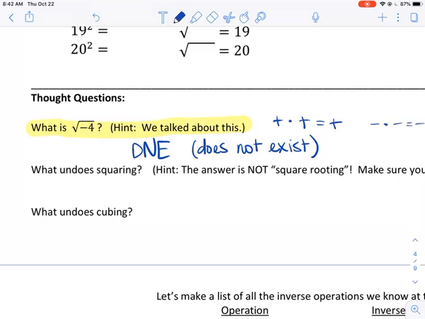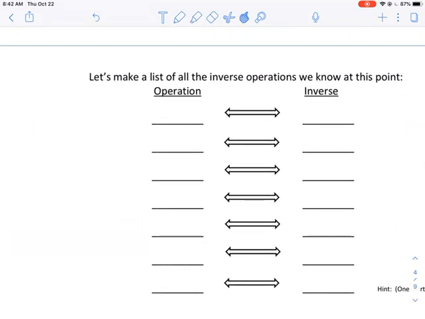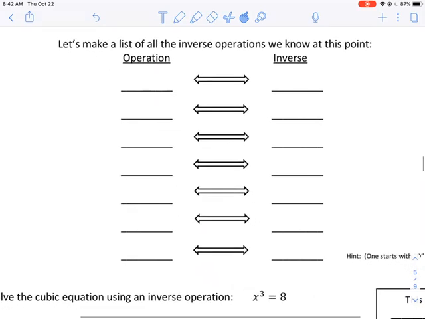So there's not really a way that we know of that you can multiply a number by itself and get a negative number. So anytime you have a square root of a negative number, you don't even have to do the math. We are solving equations using inverse operations.